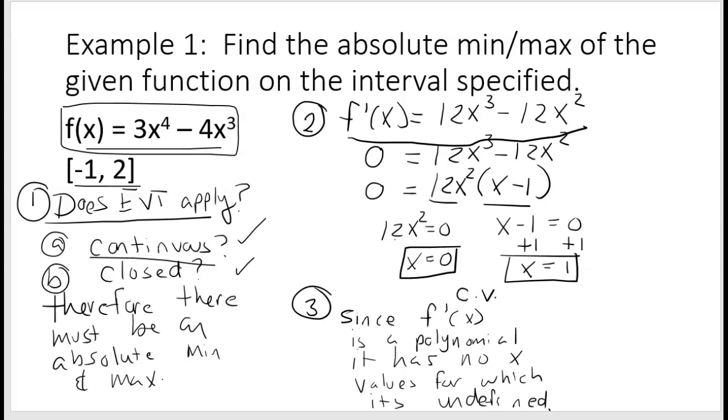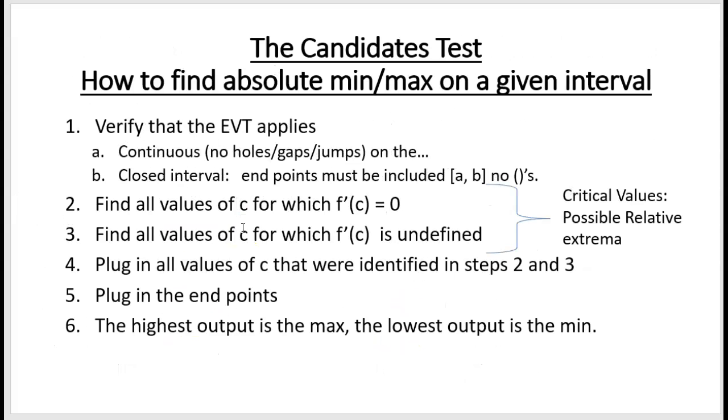There will be some functions where step 3 is going to give you a couple more critical values because there may be some places where you have a derivative that's undefined. But f prime of x, 12x cubed minus 12x squared, just like the original function, is a polynomial. Polynomials don't have any discontinuities. So there's no places where this derivative would be undefined. So let's move on to step 4.